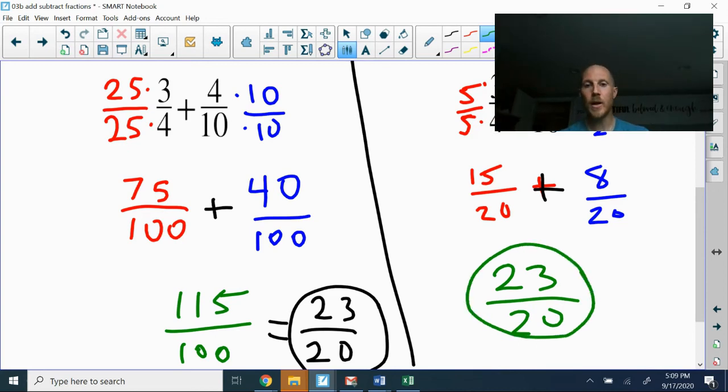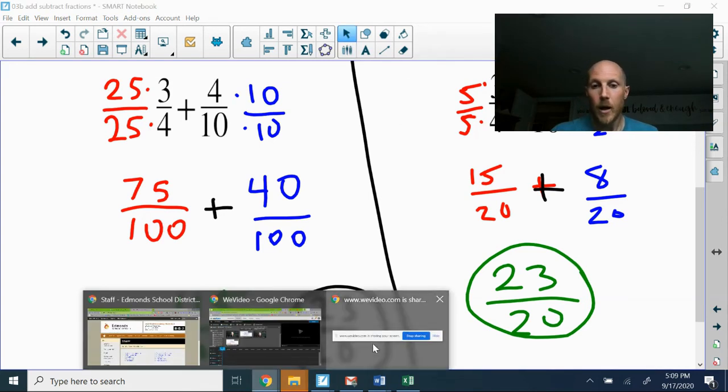Blam. This one, I don't have to reduce because I got the smallest possible common denominator, right? So it saves myself some work by doing a little bit of thinking ahead of time. Okay, good luck.